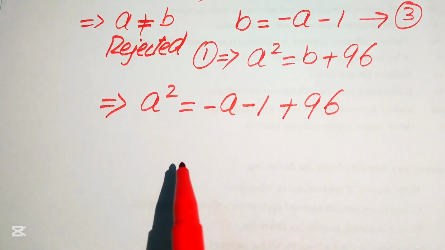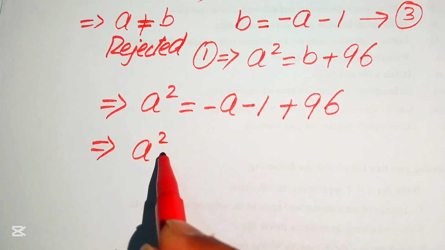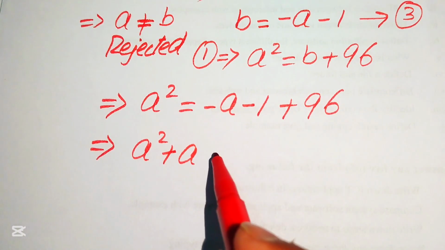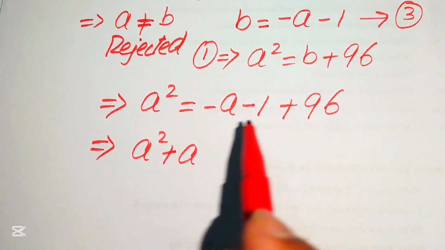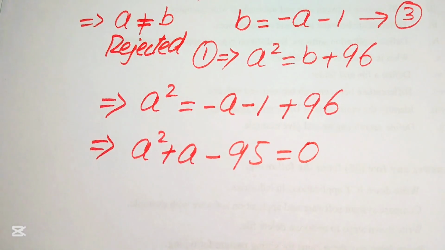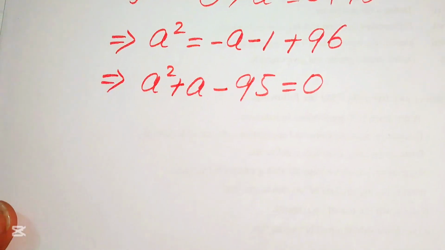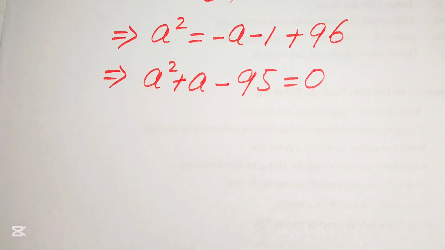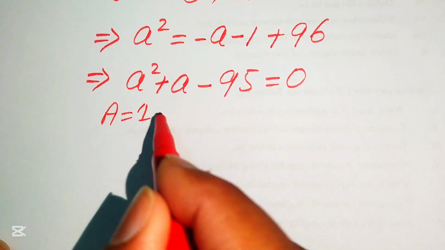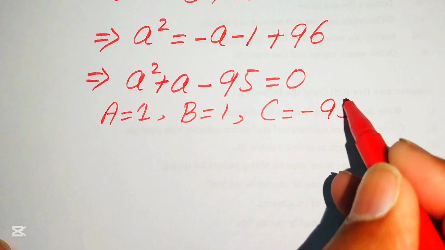And now in the next step we need more simplifications, and we move all of these values to the left hand side. It will be written as a square plus a minus 1 plus 96 equals to 95, and when we move this 95 to the left hand side, it becomes minus 95 equals to 0. So now you see this equation becomes quadratic in variable a, and now we can apply the quadratic formula in order to solve this equation. First we write the coefficients of this equation: capital A equals to 1, capital B equals to 1, and capital C equals to minus 95.